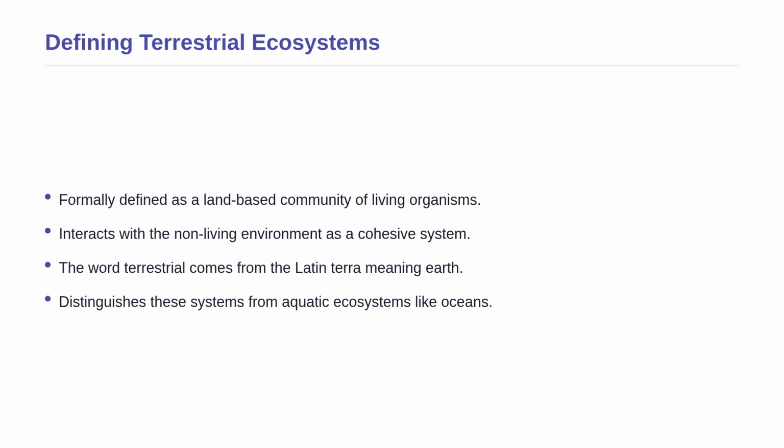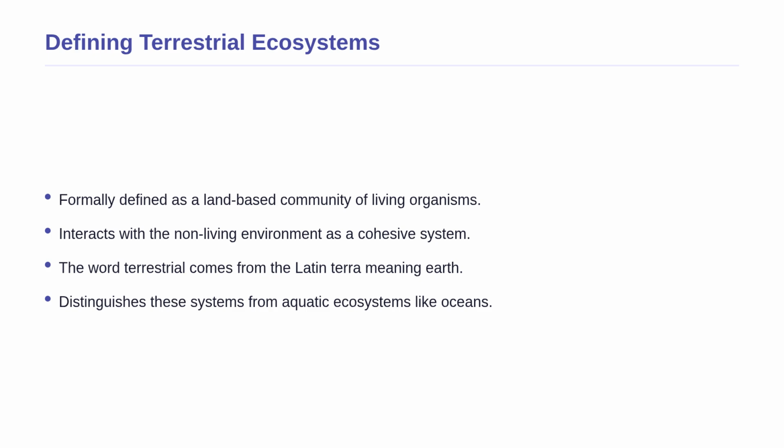Building on that intuition, let us look at the formal scientific definition. In the study of ecology, a terrestrial ecosystem is defined as a land-based community of living organisms and their non-living environment, all interacting together as one cohesive system.